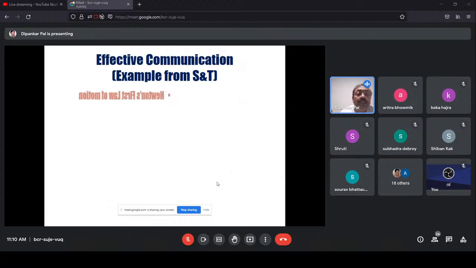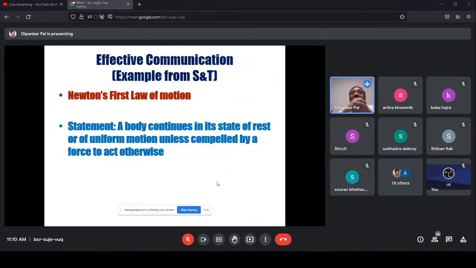Now, effective communication in science and technology is, for instance, Newton's law of motion. What we normally do is we read out from the text. Standard texts are there, and we read out a statement: a body continues in its state of rest or of uniform motion unless compelled by a force to act otherwise. That is the statement of the law. But what we wanted to actually say can be said in a very simple way. Understanding is force causes motion. So suppose I say force causes motion, probably the same principle is understood, but in a better way.